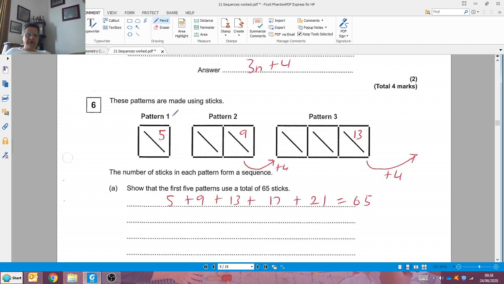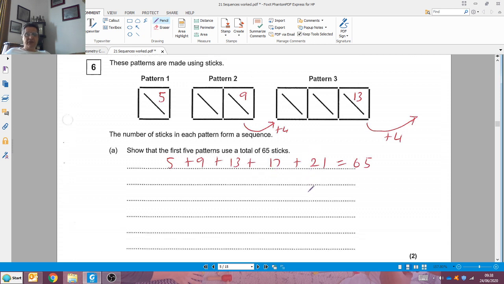You just say first pattern is 5, second pattern is 9, third pattern is 13, and as you can see, it goes up in 4s each time. So the 5th pattern will have 17 sticks. Add 4, 21. The 5th pattern will have 21 sticks. Just add them up, and that will come to 65, and you've proved it, because you've got all the correct number of sticks for the first 5 patterns, and that's 2 marks.